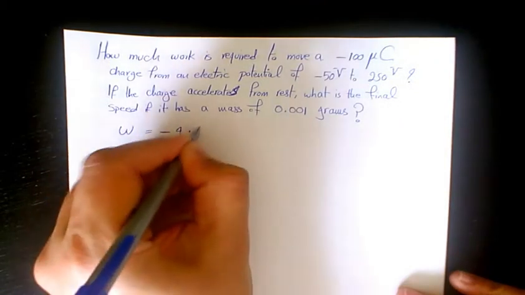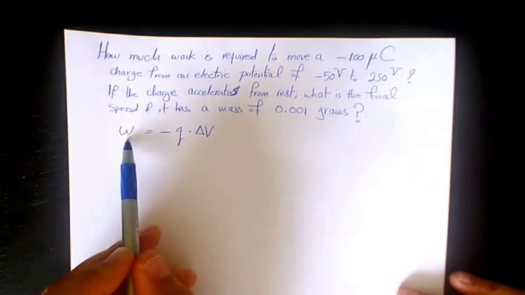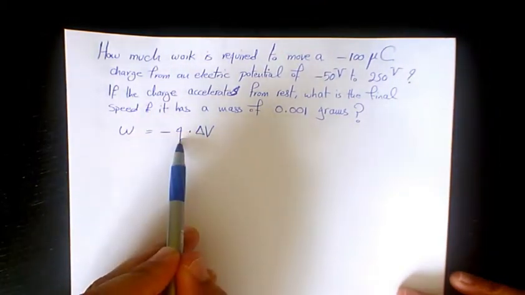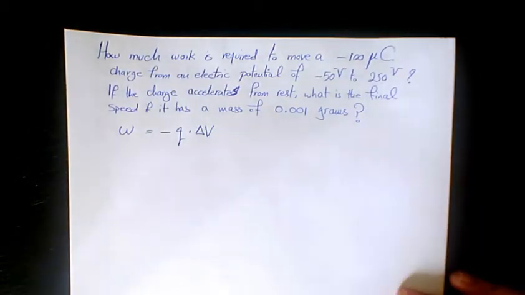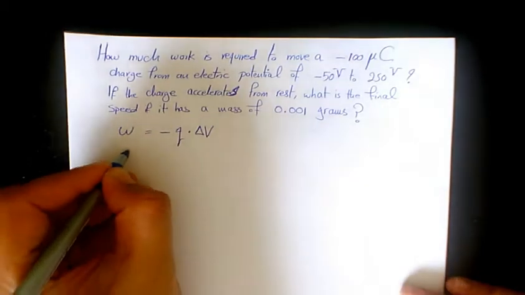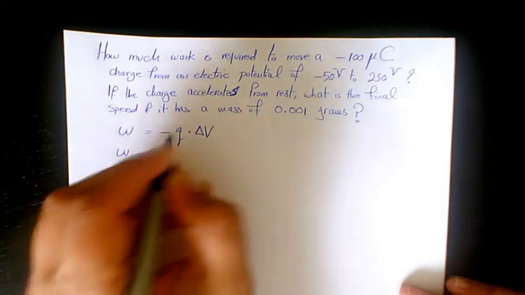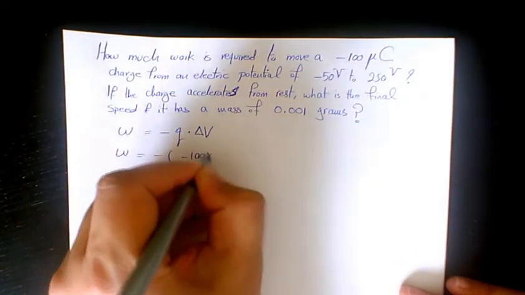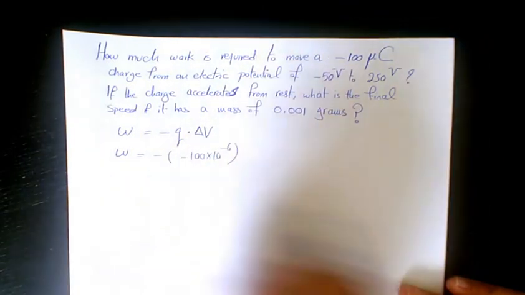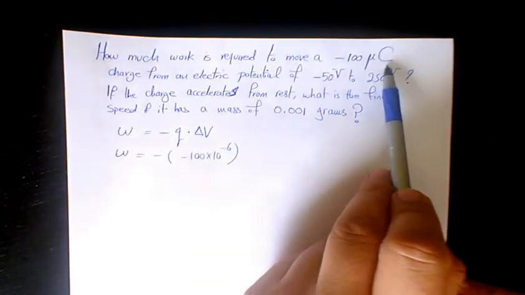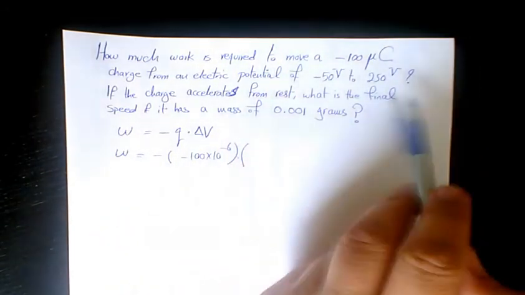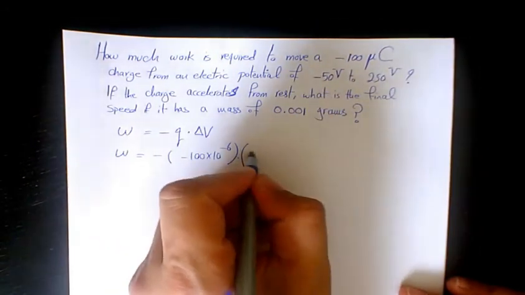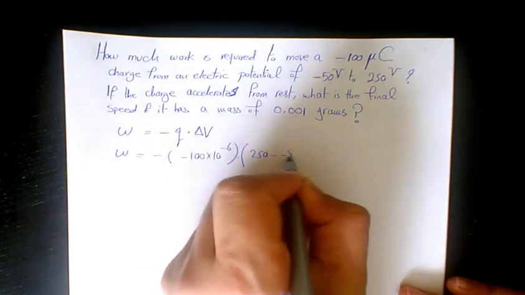Q times delta V. W is work, Q is the charge, and delta V is the electric potential difference. So we need to find out work. Q is negative 100 times 10 to the power of negative 6, because I need to convert microcoulomb to coulomb. And delta V is V2 minus V1. So it's going to be 250 minus negative 50.